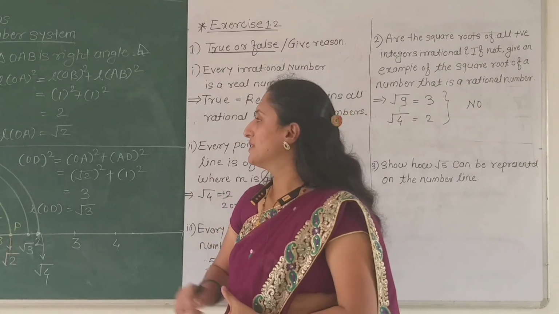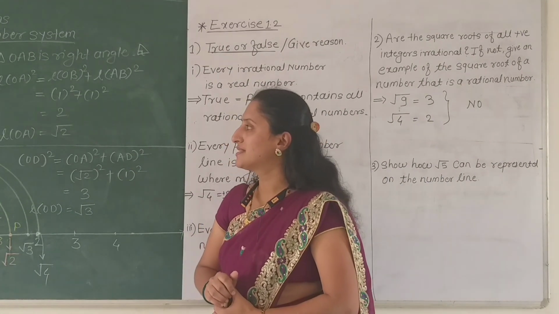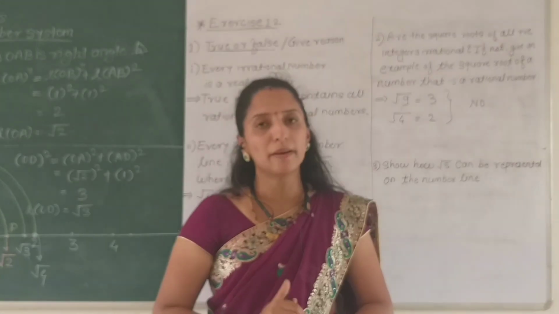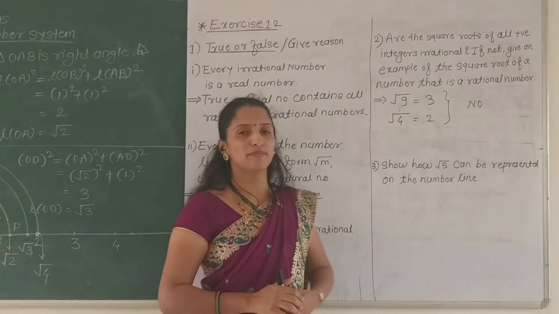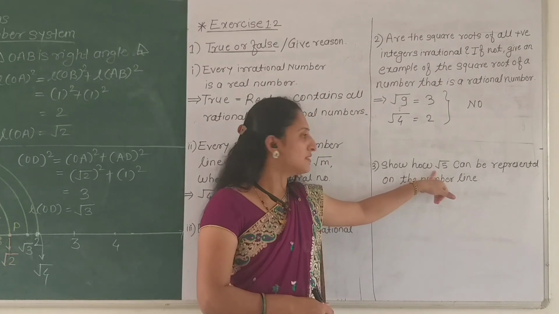So in this session we have seen irrational numbers and how to locate irrational numbers on the number line, and we have completed exercise number 1.2.